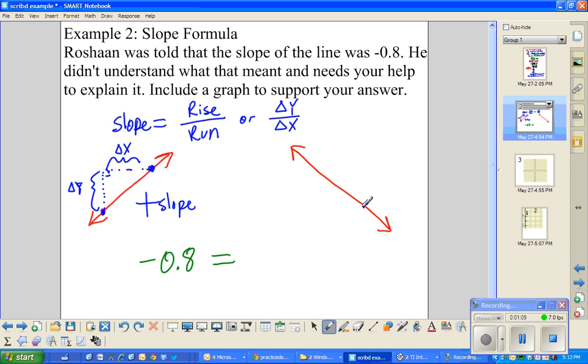Okay, how about this one? You just pick two random points, doesn't matter where. Measure up and measure over at a right angle. Well, we have our change in y, and my change in x.